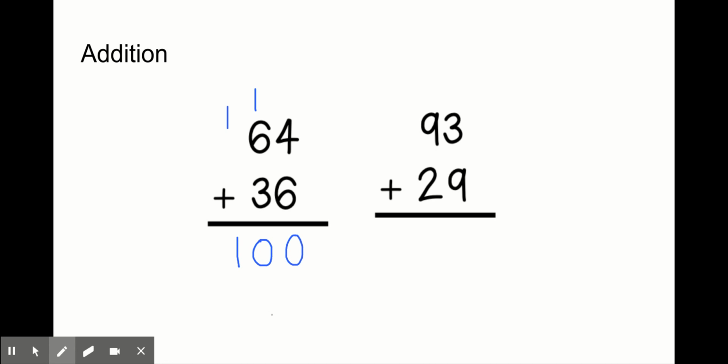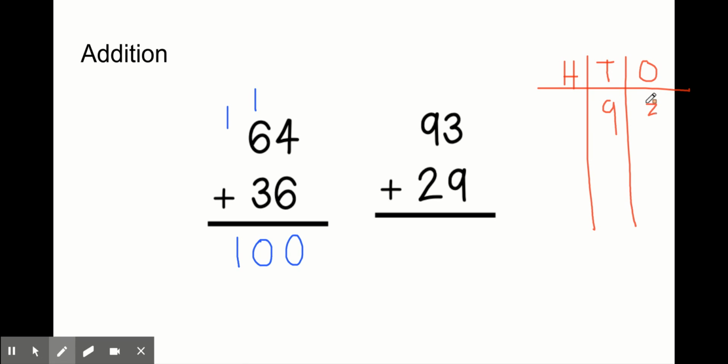Great job, second graders. Let's try this one. This time I am going to make a hundreds, tens, and ones chart to help my brain understand. You are always welcome to do this. You are also always welcome to model. Do what works best for your brain. 93 has 9 tens and 3 ones. 29 has 2 tens and 9 ones.